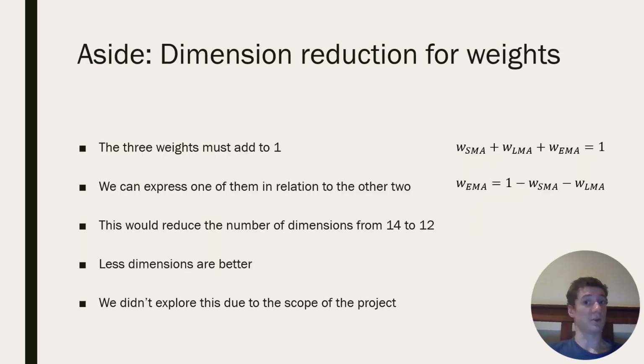Now, as I mentioned before, there are multiple ways to enforce the constraint that the 3 weights add to 1. One way to do this is by parameterizing 2 of the weights and expressing the 3rd weight in terms of the other 2, as shown in the equation here. Doing this can reduce the total number of dimensions from 14 to 12, which would likely find better results faster as it reduces the size of the hypothesis space, whilst not compromising on the actual algorithms that can come out of it. However, we decided to stick with 14 parameters since the focus of the project was on the optimization algorithms, and so this was considered out of scope.